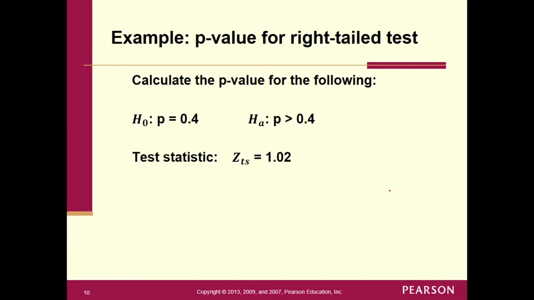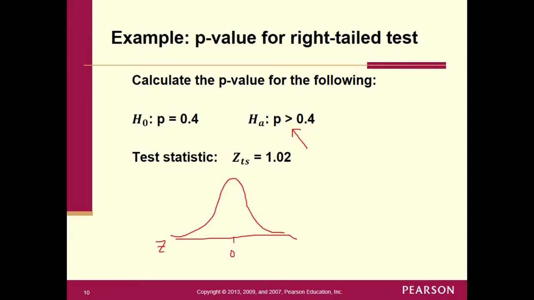What about when it's right-tailed? And so when is it right-tailed? When your alternative is a greater than sign. So now we have a right-tailed test. Okay, what does that mean? We're going to calculate the area to the right of the test statistic, and that will be our p-value.